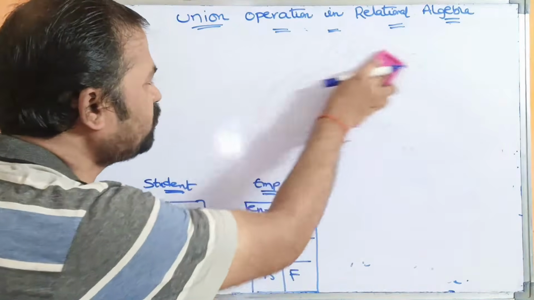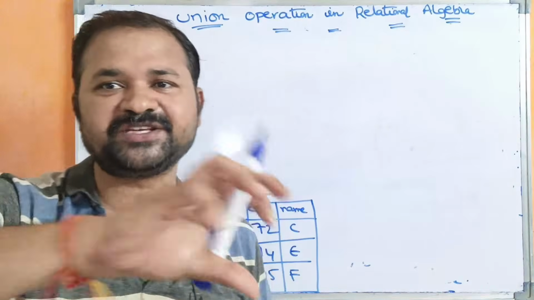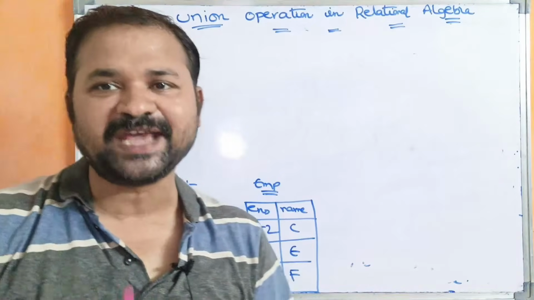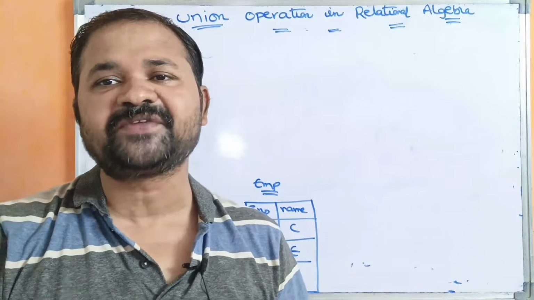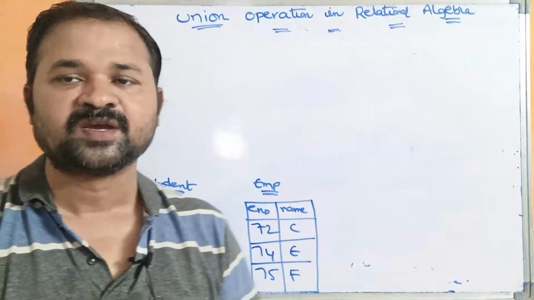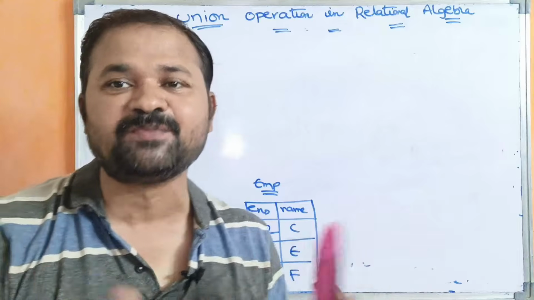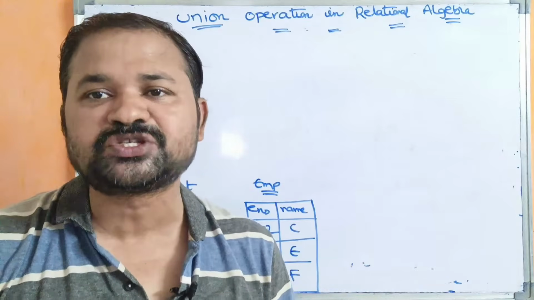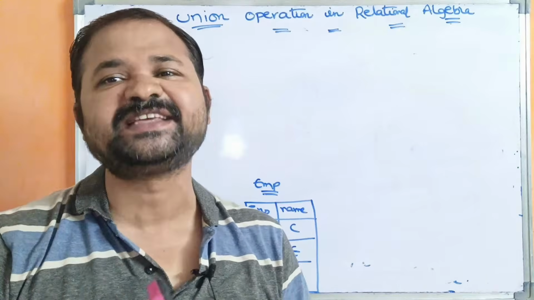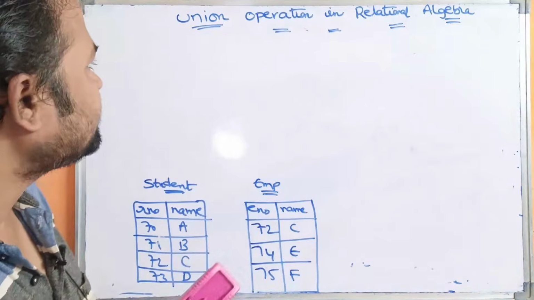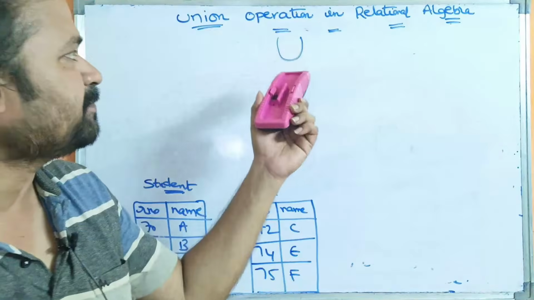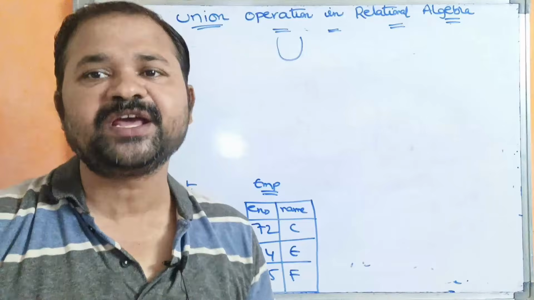So we know what is union. Union means combination of both the sets, so combination of both the tables. Union operator will give all the rows present in the two tables. If the tables contain some duplicate rows, then those duplicate rows will get removed and only one row will get displayed. Okay. Now let us see the symbol. For union operation we use the U symbol. So U for union operation.